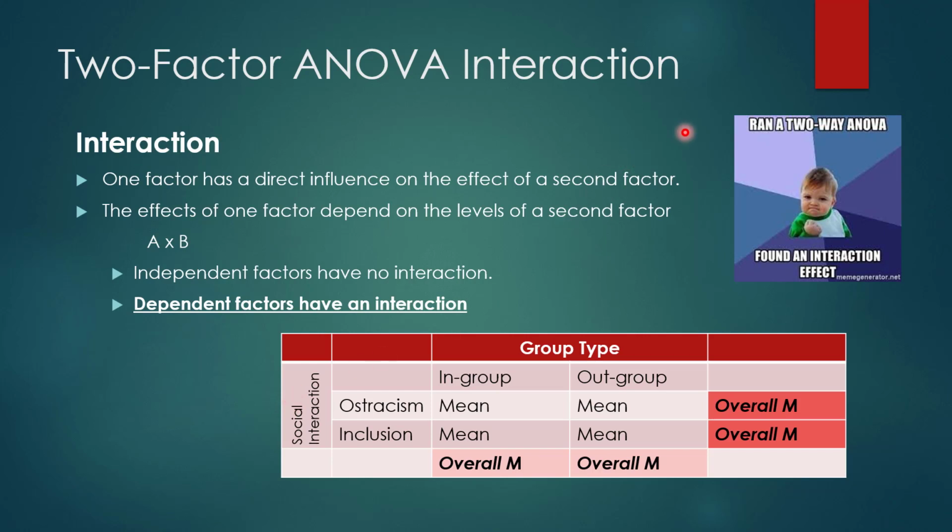I ran a two-way ANOVA and found an interaction effect. So it's exciting when you're doing a statistical analysis and you find an interaction. Wow, now you've really got something to talk about. Of course, you don't typically do a factorial design unless you suspect there's going to be an interaction.